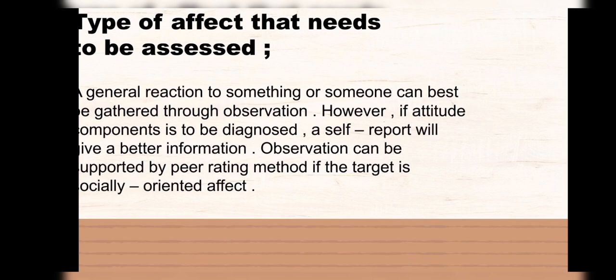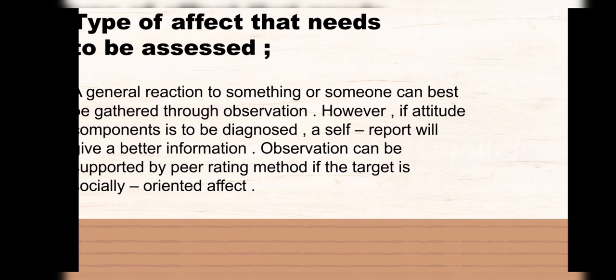In general reaction, the method we use is observation. Why observation? Because observing a person's behavior allows you to understand their immediate outward emotional response to a situation, person, or event. In diagnosing attitude components, the method we use is self-report. Why self-report? It is to understand someone's internal thoughts, beliefs, and feelings about a subject. Direct input is needed. Self-report, like a questionnaire or survey, allows individuals to express what they feel or believe.